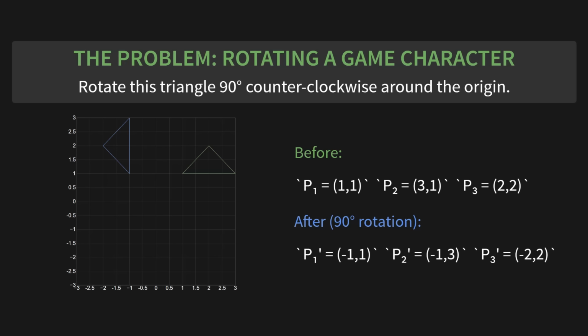Let's make this real with a problem. Rotating a game character. Imagine you've got this triangle on the screen. Its points before the rotation are p1 equals (1, 1), p2 is (3, 1), and p3 is (2, 2).